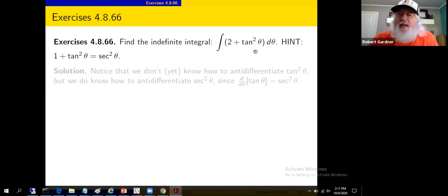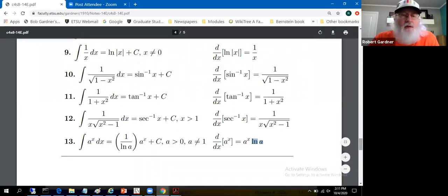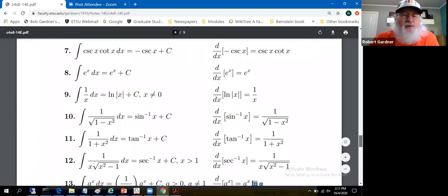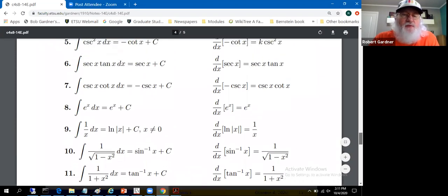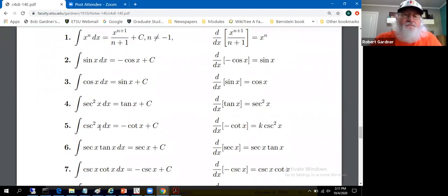Integrate 2 plus tangent squared theta d theta. Tangent squared. Let's look in the table for tangent squared. Okay, there's exponentials. There's some stuff involving inverse trig functions, logs, exponentials. Here's the trig functions. They run from 2 to 7. And I don't see a tangent squared. We got a secant squared. We got a cosecant squared. We don't have a tangent squared. So we simply can't do that one.